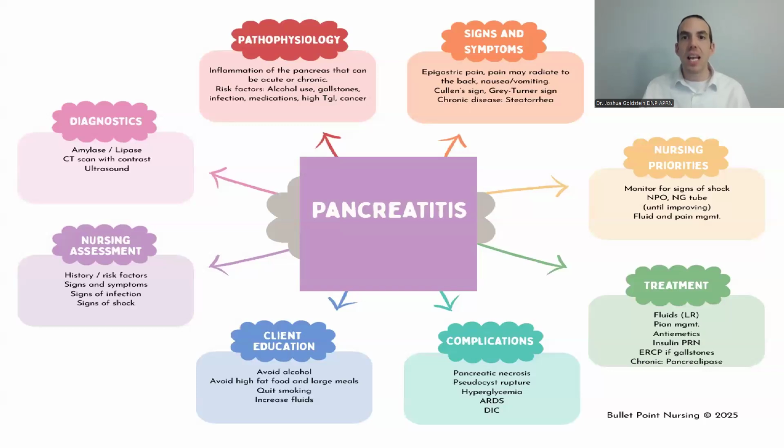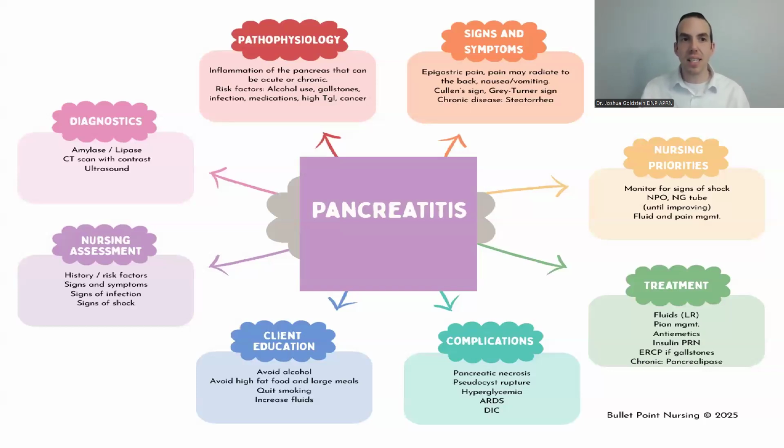Next, for chronic disease, specifically for pancreatitis, one of the things you're going to assess for is steatorrhea. Steatorrhea is fatty stool. Sometimes it floats, sometimes it's described as gray or clay colored, but fatty stool is going to be another thing that we're going to assess for in chronic pancreatitis, which shows that it's not being managed well.